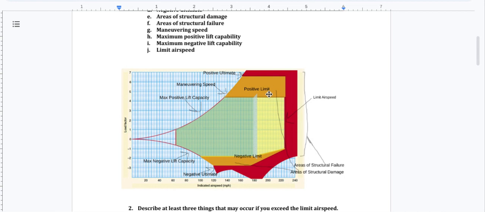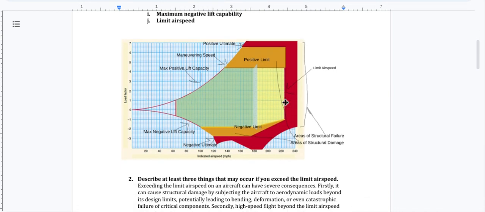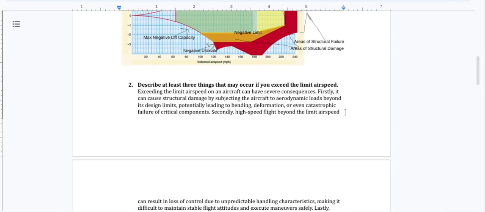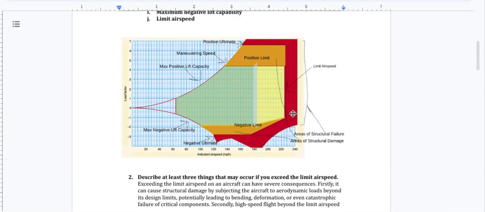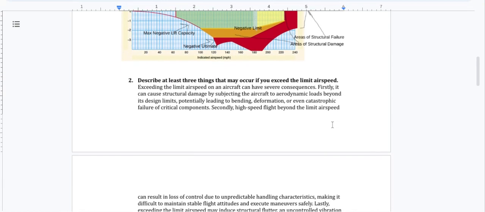So, and then limit airspeed is going to be this guy right here. So negative limit's right here, the difference between green and orange, and then positive between green and orange here. So three things may occur if you exceed that limit airspeed, this limit airspeed here. So exceeding limit airspeed, you can have severe consequences.